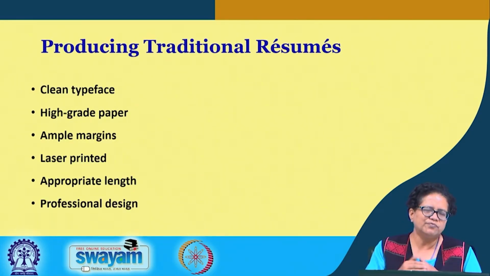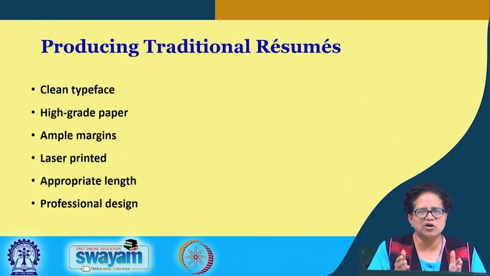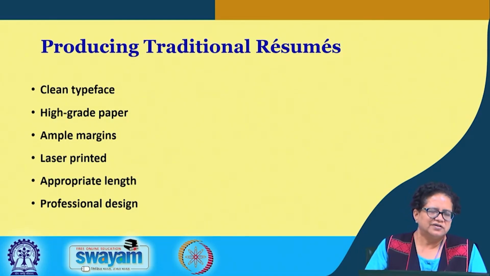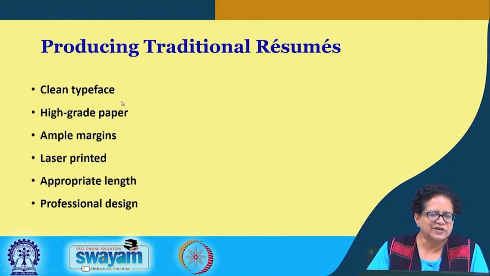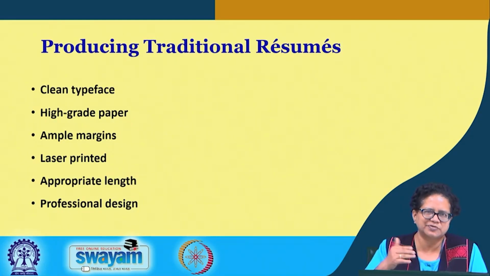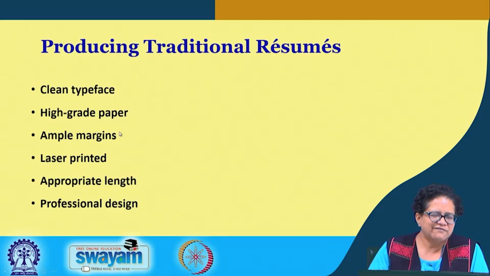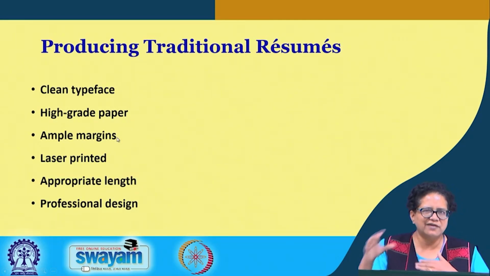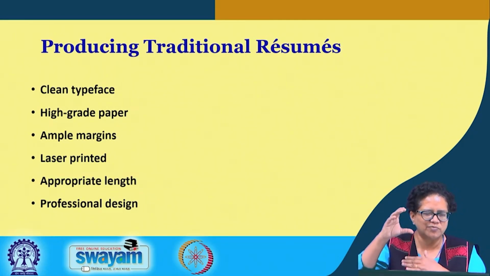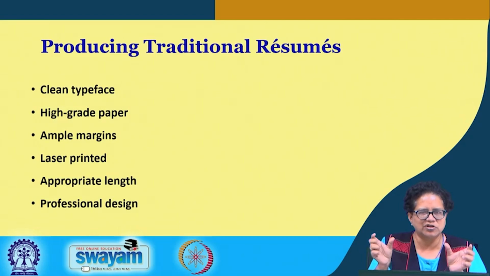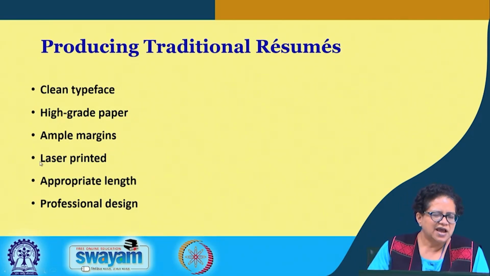Now, how do you produce a traditional or what is called a paper resume? First of all, clean typeface. Use a high quality paper, perhaps the best available in the market and as per your budget. Have ample margins. The advice is to have 2 inches at the top and bottom and 1.5 inches on both the sides. Have your CV laser printed on the best machine possible with good toner quality.